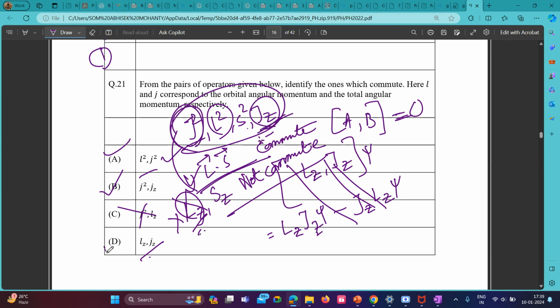So options A, B, D will be correct. Option C will be wrong, because they won't commute. These are MSQ questions, 2 marks.